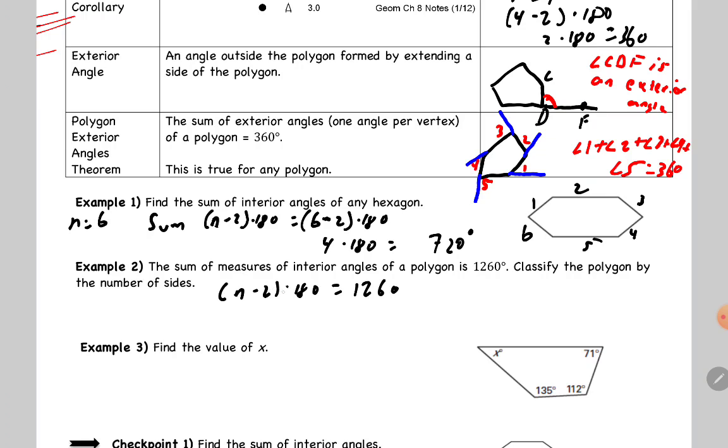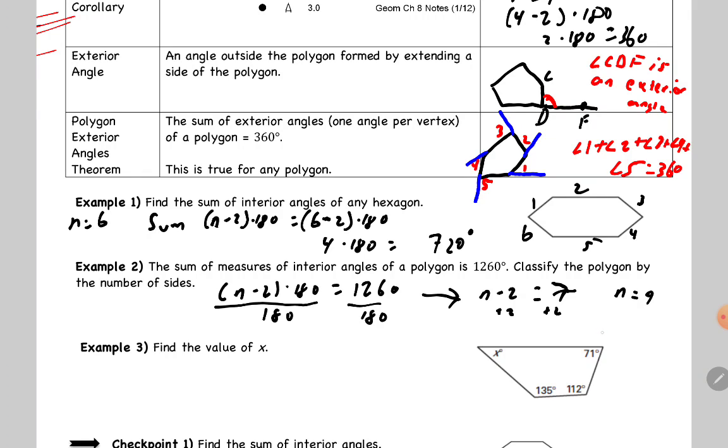Since n minus 2 is being multiplied by 180, I'm going to divide both sides by 180. And I'm going to get n minus 2 equals, let's use our calculator here, 1260 divided by 180, that's 7. Okay, and then to get n alone, we add 2 to both sides. So n is 9. Number of sides is 9.